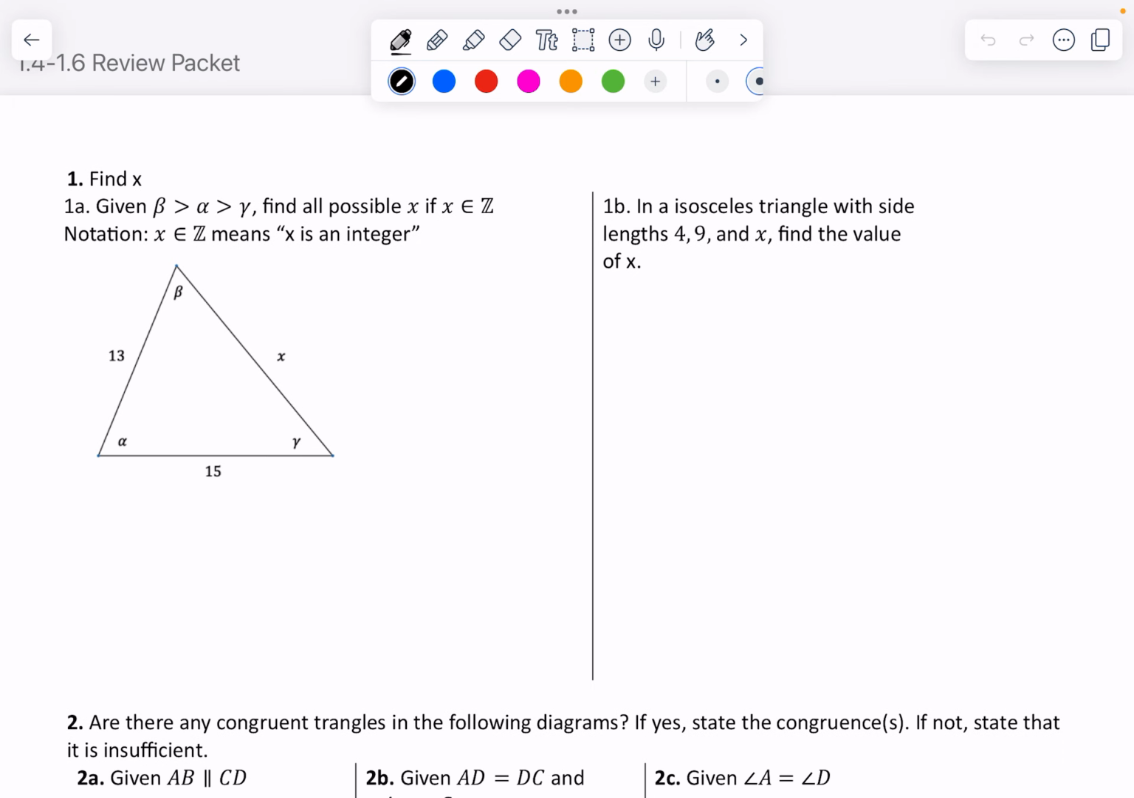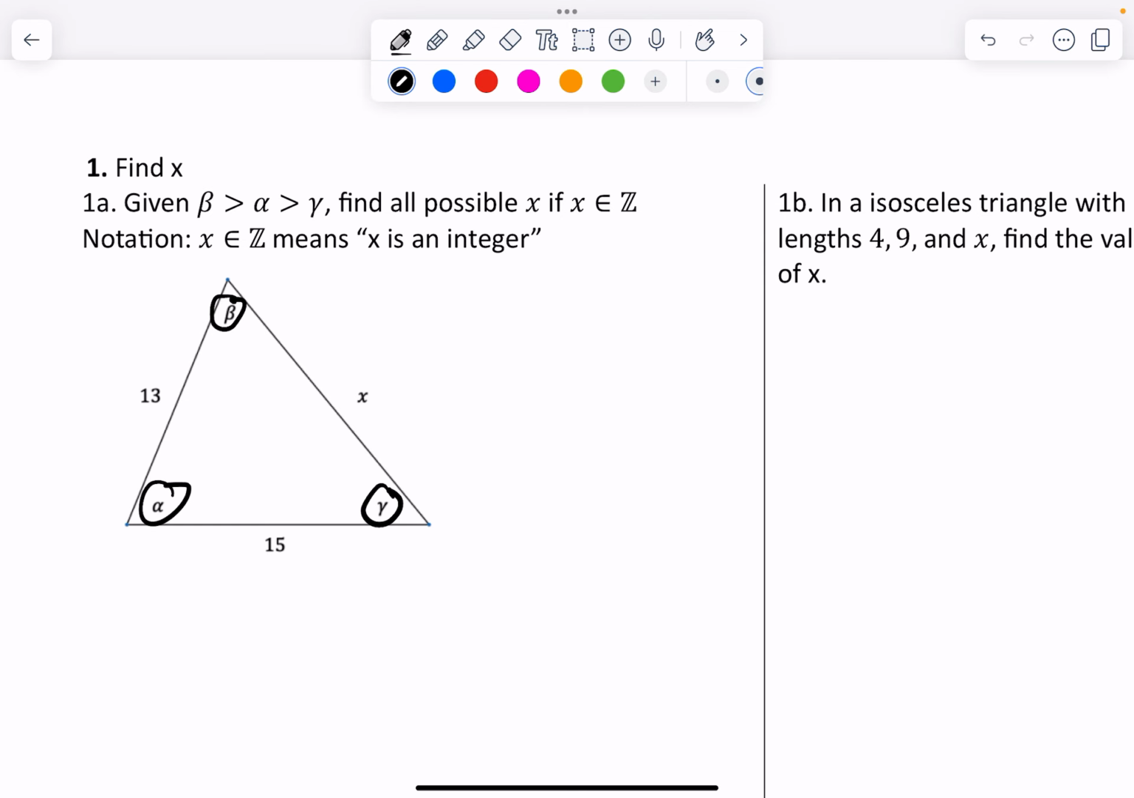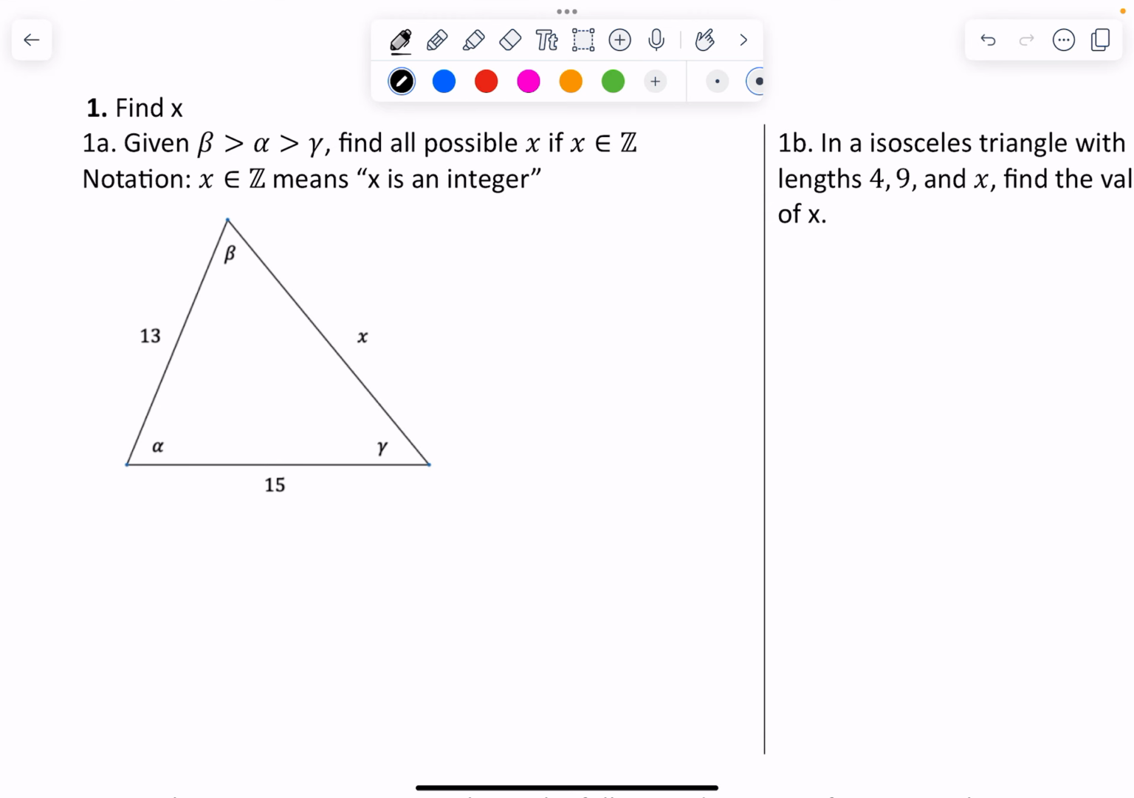Alright, so let's start with problem 1. In this problem we are given that beta, this angle, is larger than alpha, is larger than gamma, right? We have these relationships between these angles. And we have to find all possible values of x, which is this side, given that x is an integer, right? This is just shorthand for x is an integer.